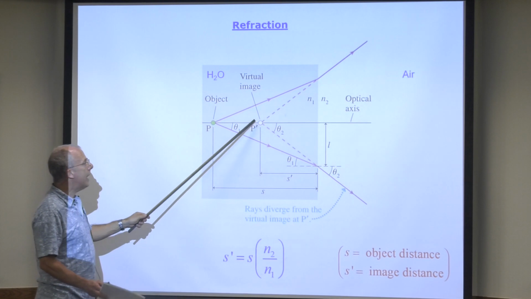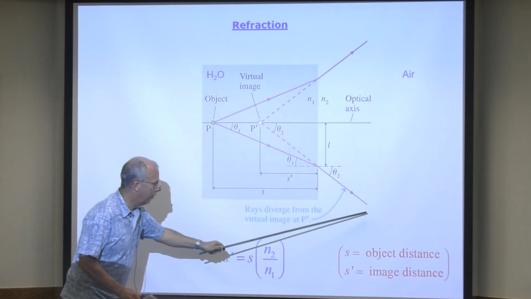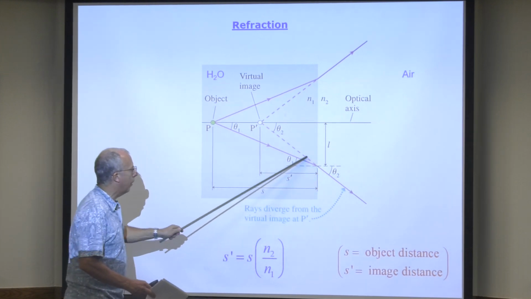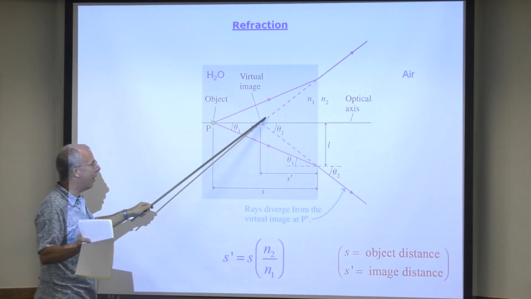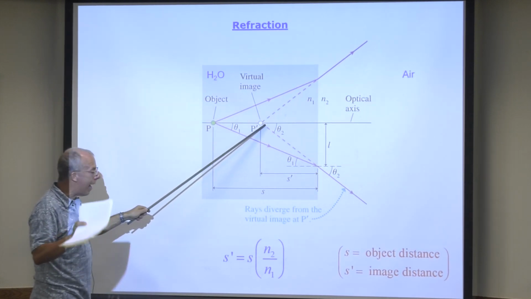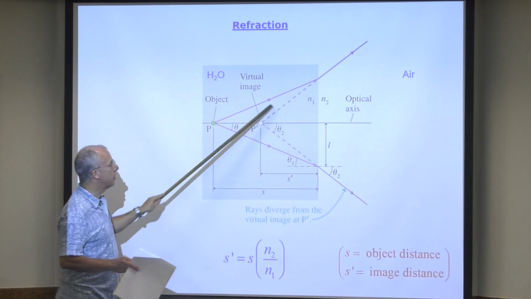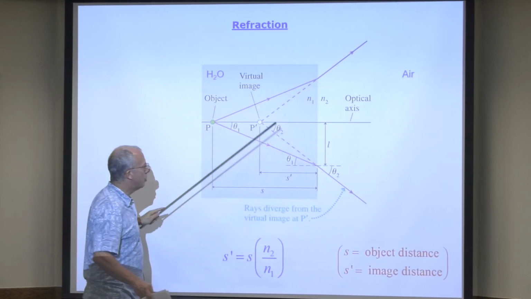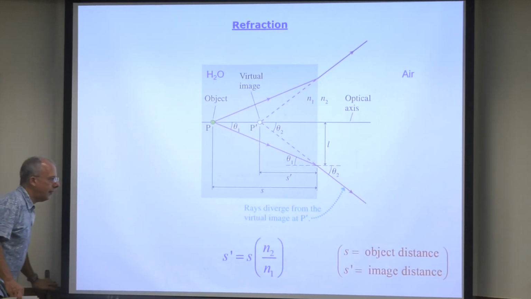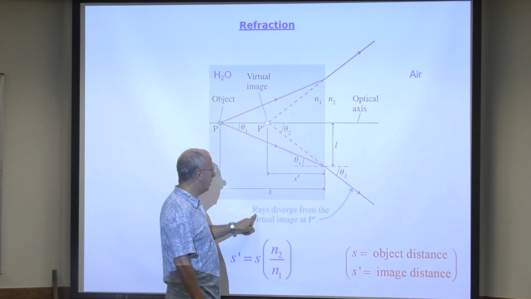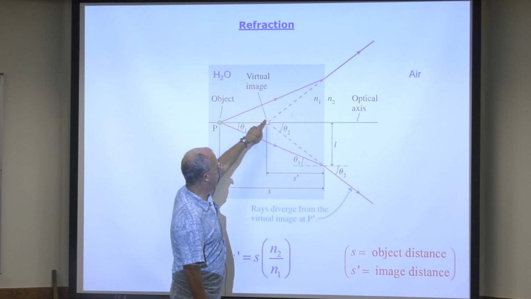So this is the image. You backtrack the outgoing rays to find the image. That's important. Here's the image, but it's virtual because this is really not light. These dotted lines are not light. That's why it's called a virtual image. The rays diverge from the virtual image at this point.